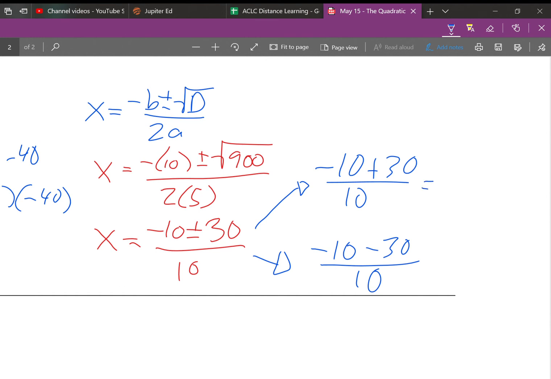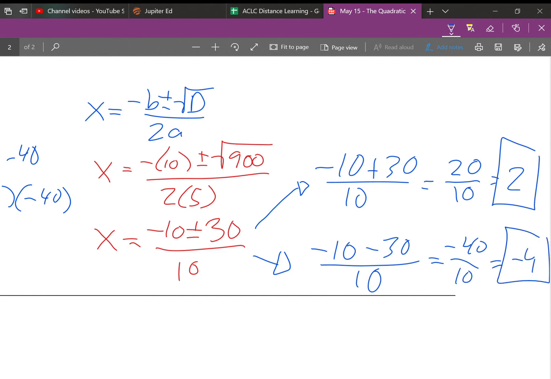So negative 10 plus 30 is positive 20. Positive 20 over 10 is 2. That is one solution. Negative 10 minus 30 is negative 40. Negative 40 divided by 10 is negative 4. And that is our second solution. And again, how did I know I was going to have 2 solutions? Because the discriminant was positive.